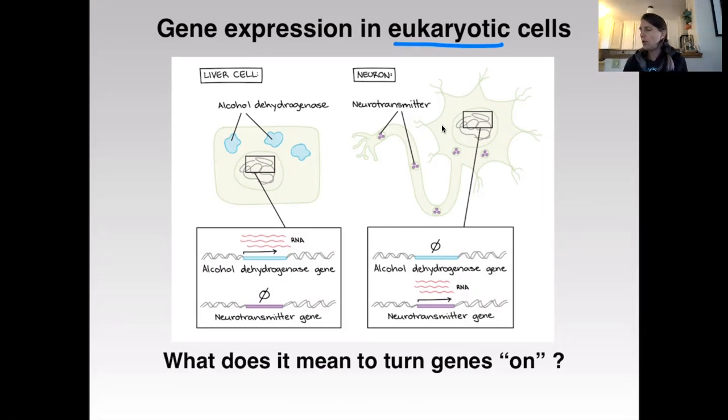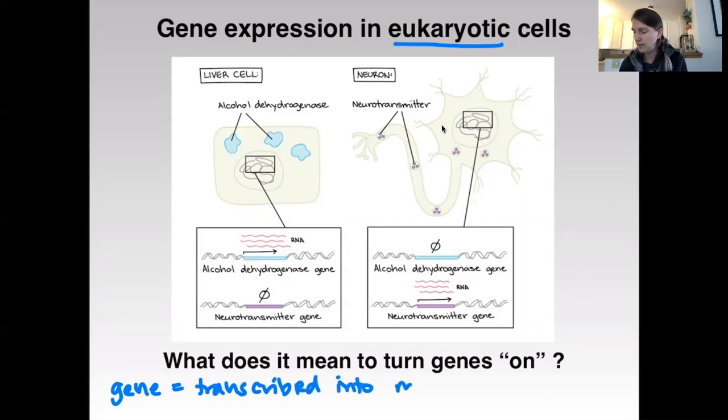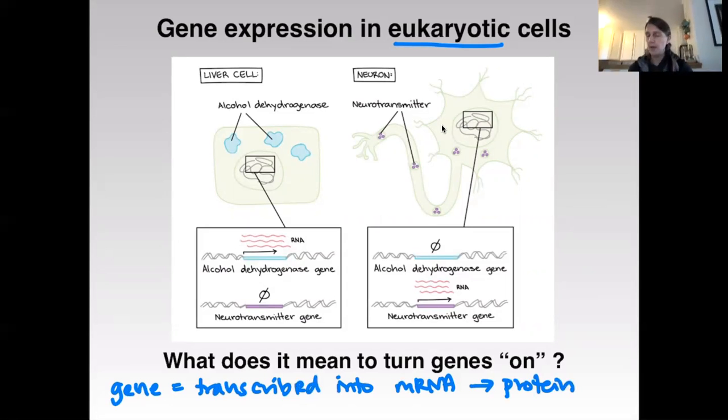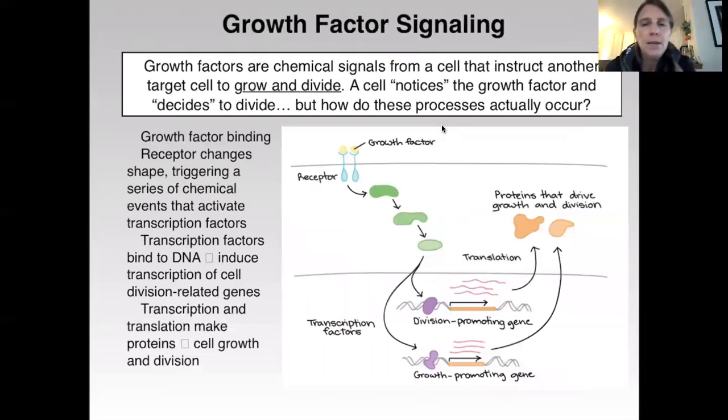All right, so we talked a little bit about what it means to turn genes on, right? And what that means is when we turn genes on, we mean the gene is going to be transcribed into mRNA, right? And then eventually made into protein. So when we express a gene or we turn a gene on, that means that RNA polymerase was recruited to the promoter and that RNA was made from that DNA.